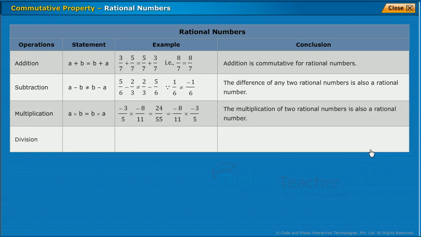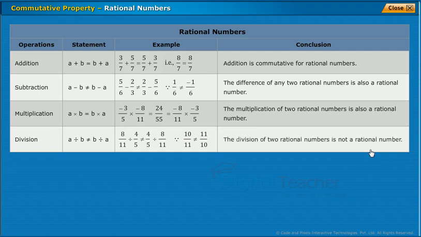Under division, it states that the change in the order of two rational numbers changes the result when divided. For example, 8/11 divided by 4/5 is not equal to 4/5 divided by 8/11. It concludes that the division of two rational numbers is not a rational number.